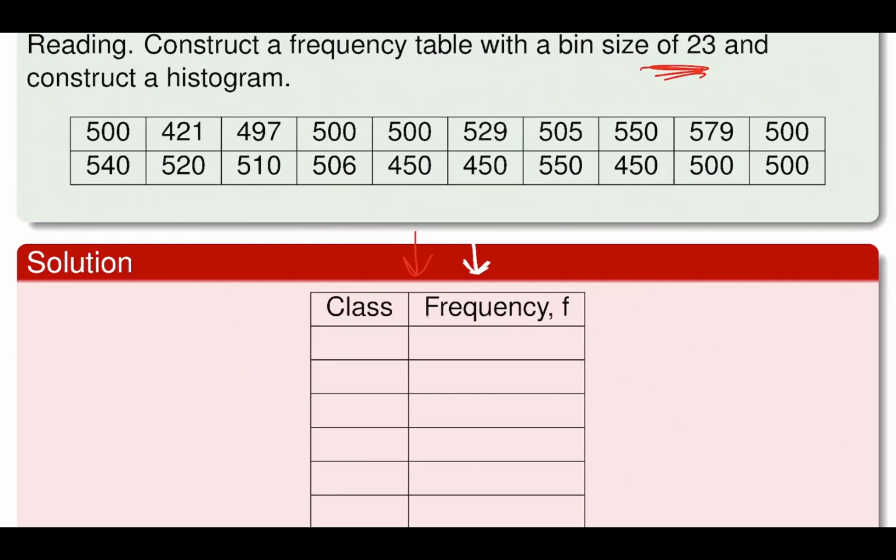Question. For the highest class, it goes up to 579, correct? Yeah, good. Perfect. The highest it should be is 579. I think the lowest it should be is 421. Okay. Thank you. Yeah, no problem.